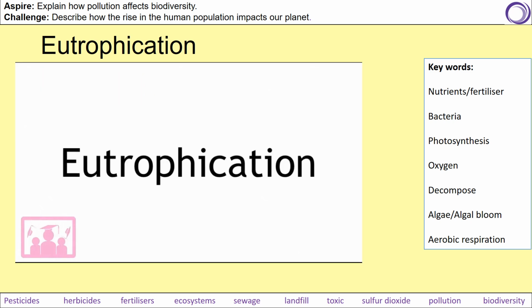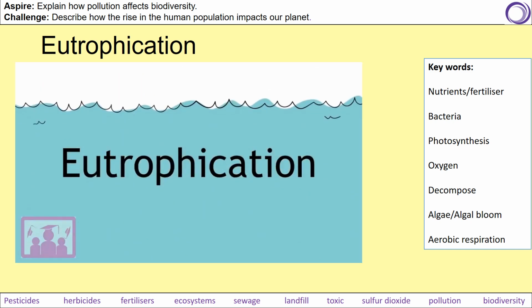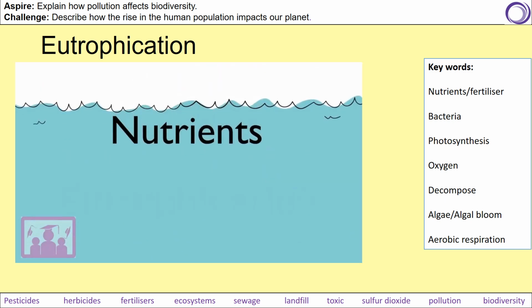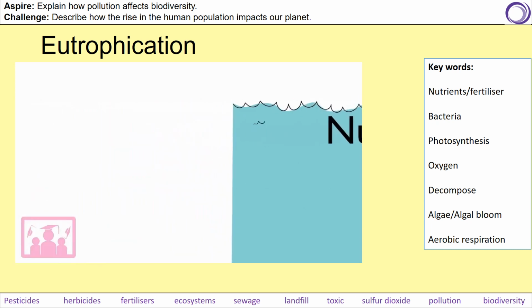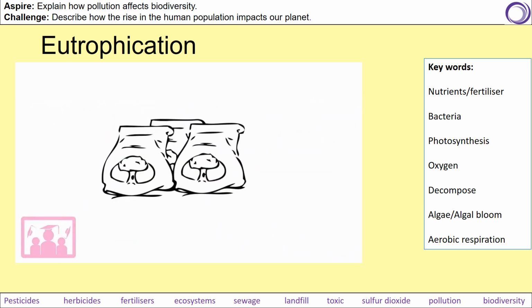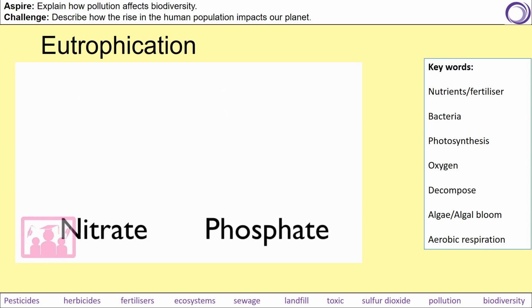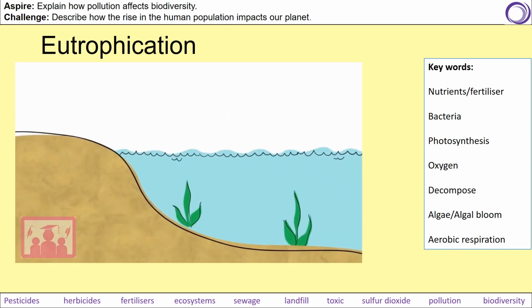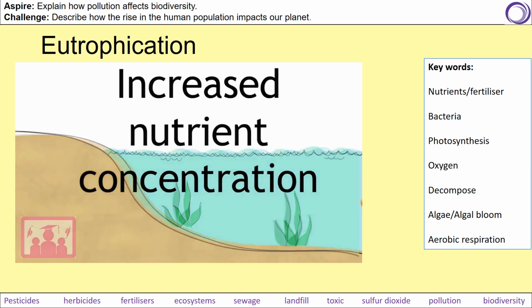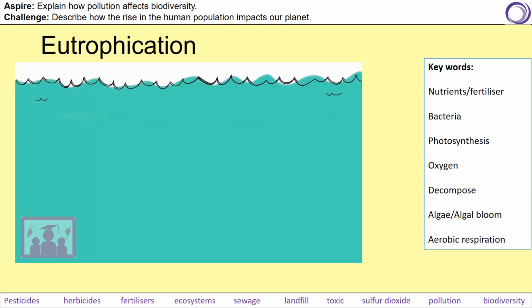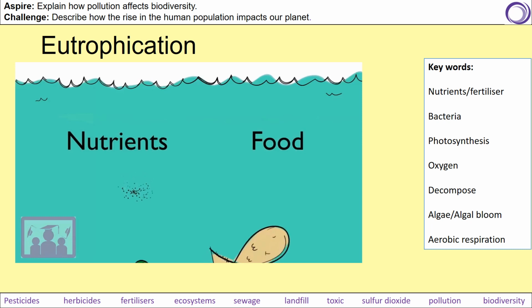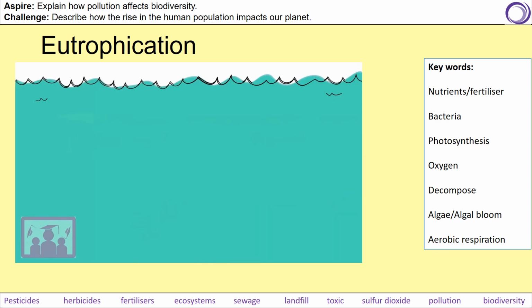Eutrophication is a process that can happen in a water body, like a river or lake, when too many nutrients are added to the system. Eutrophication starts when fertilizers, which are rich in nutrients like nitrate and phosphate, are washed into the river or lake system. This leads to an increase in nutrient concentrations in the water. The nutrients are food for algae, and the algae grow and reproduce quickly, forming a thick green bloom in the water.